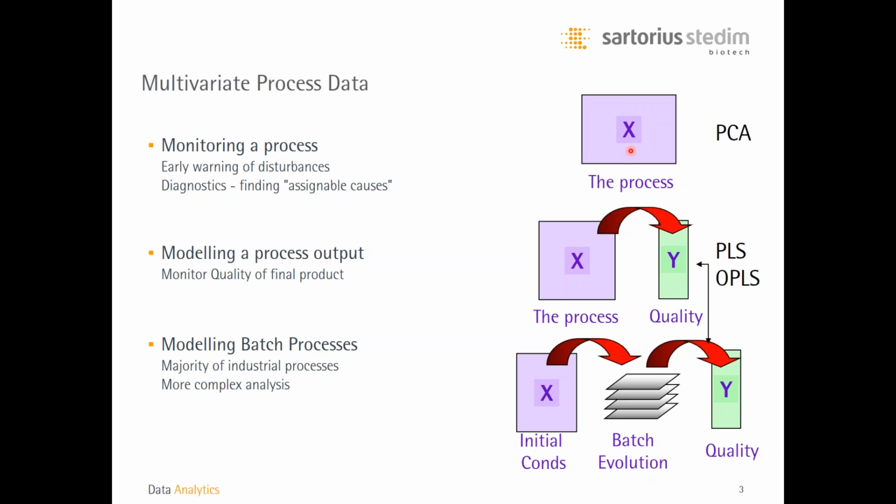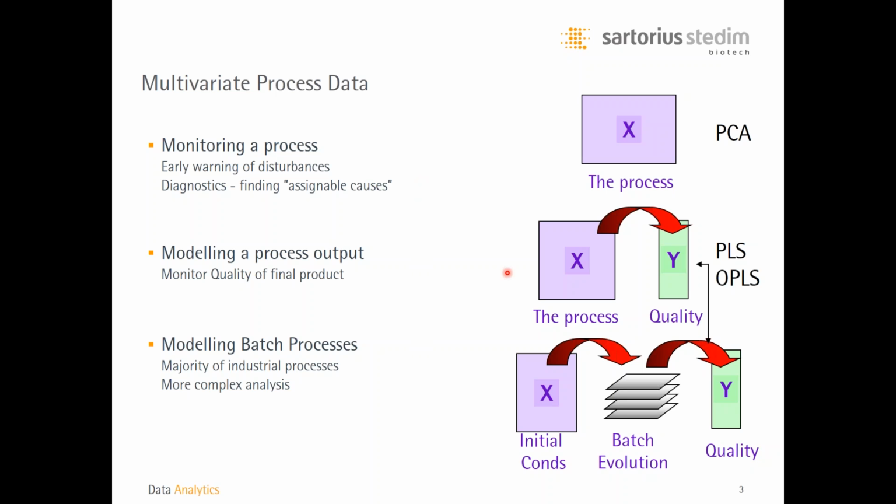And in a validation step, you try to verify that this model can distinguish between good and bad, and also be used for online monitoring in the long run, trying to extract early warning of disturbances. If you're finding disturbances, it is also important, of course, to be able to understand why a certain event has occurred. So in other words, you're trying to interpret the deviation, finding the assignable causes.